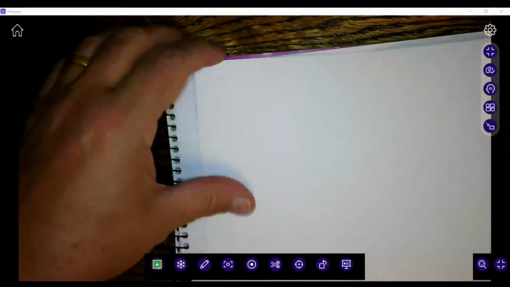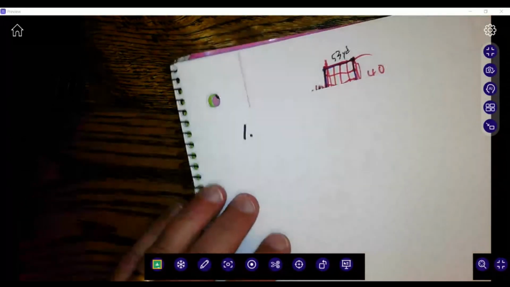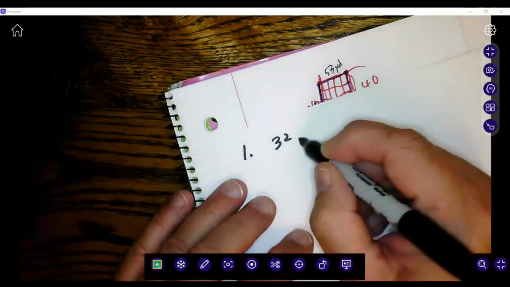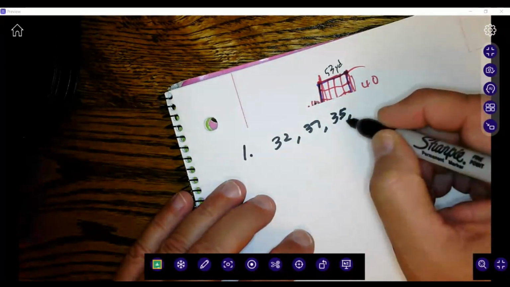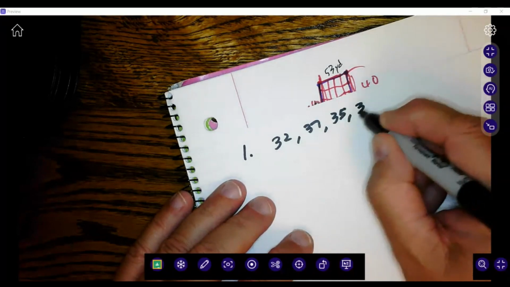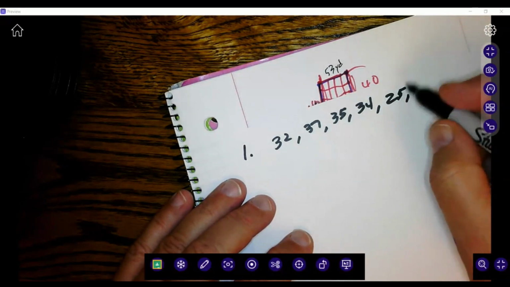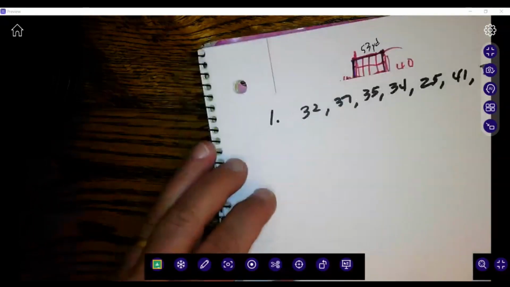All right, so the first problem, number one, says that we have 32 and 37 and 35 and 34 and 25, 41 and 34. All right.